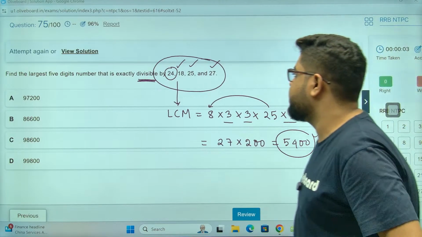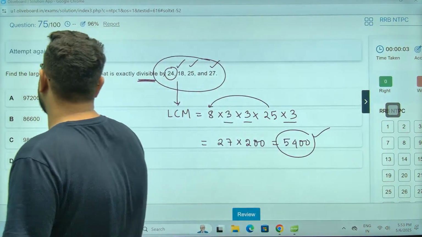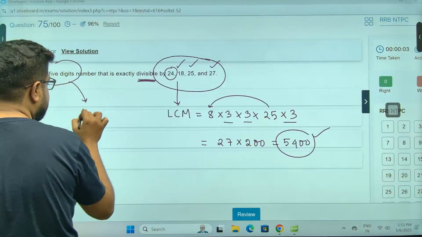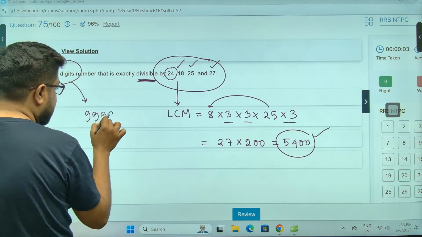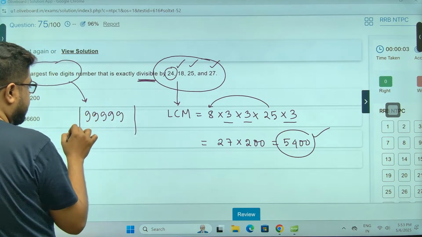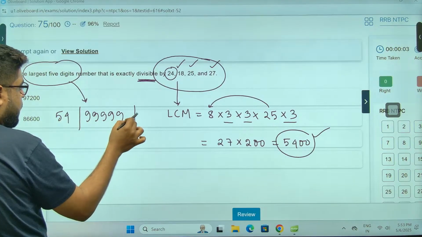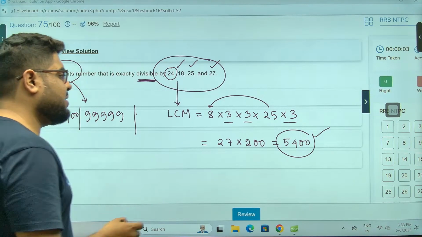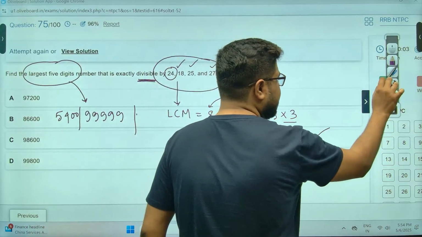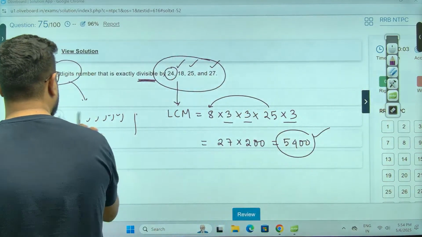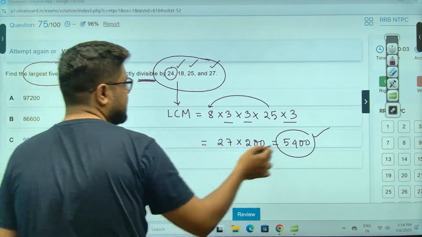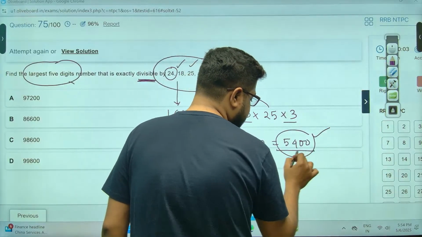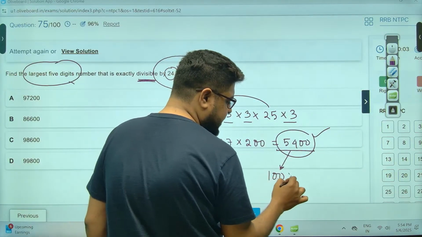5400 is the LCM. Largest 5-digit number. So largest 5-digit number is 99999 divided by 5400. Achha, we can check one thing. Rather than doing this, let's do one thing. Use some better methods. Check with the options. 5400 means 100 is there, that's good.